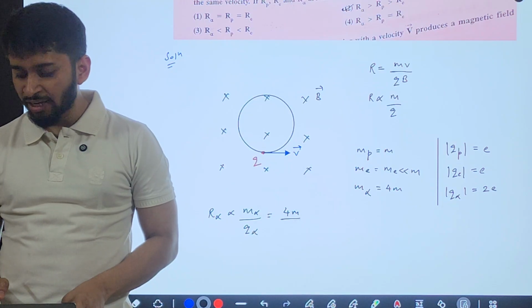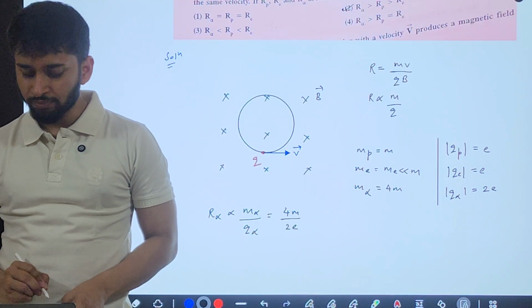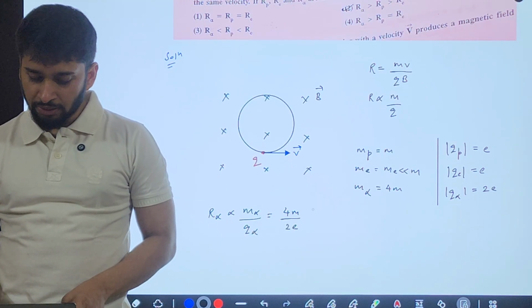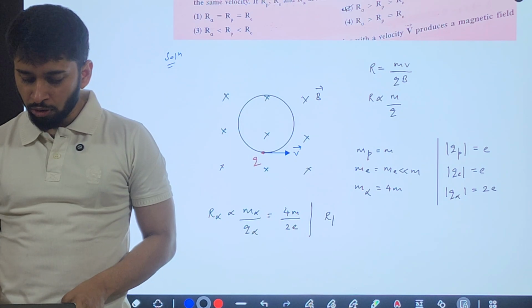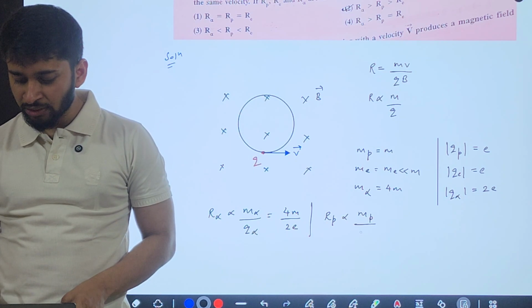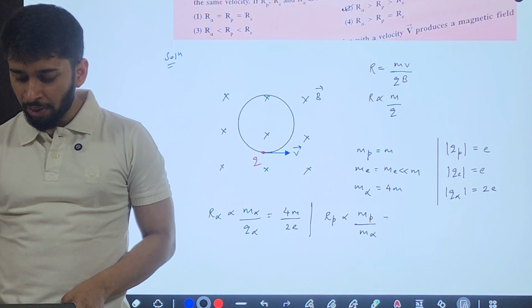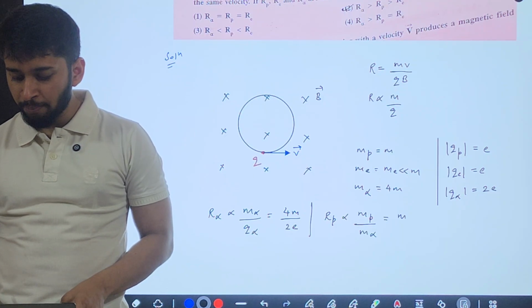How much is the charge on alpha particle? 2e. Fine. Now let us see. Radius of proton will be proportional to mass of proton by mass of alpha particle. Mass of proton, if I take it as m.